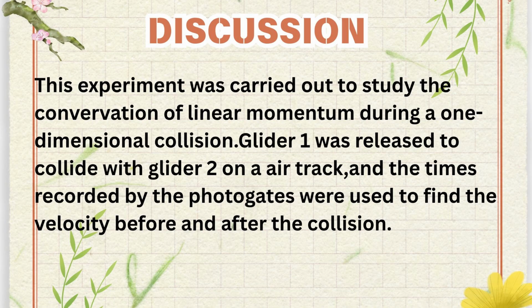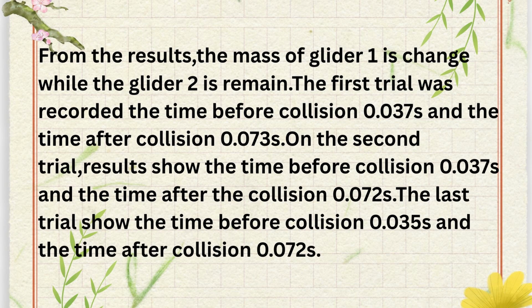Now I will discuss this experiment. This experiment was carried out to study the conservation of linear momentum during a one-dimensional collision. Glider 1 was released to collide with glider 2 on an air track, and the times recorded by the photogates were used to find the velocity before and after the collision. From the result, the mass of glider 1 is changed while glider 2 remained the same.